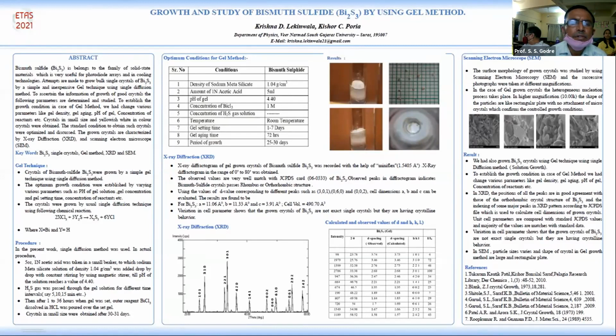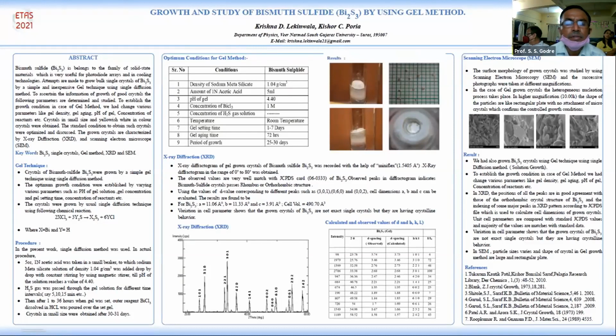Procedure. So we have taken 5 cc of 1 normal acetic acid in a small beaker into which sodium metasilicate of density 1.04 gram per centimeter cube was added drop by drop with constant stirring using a magnetic stirrer until the pH of the solution reached 4.40.